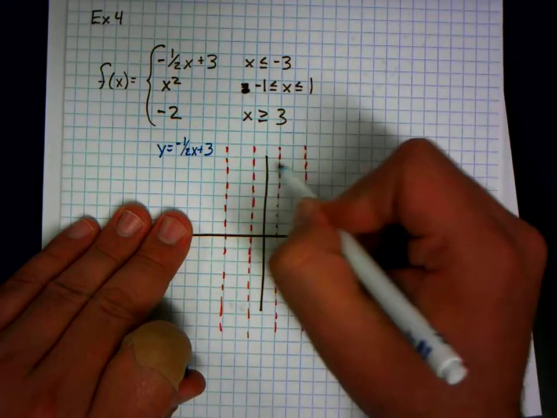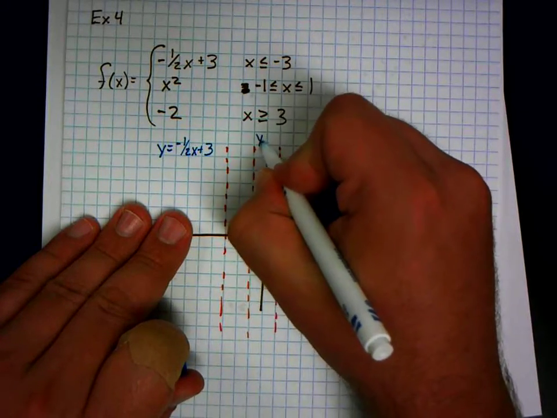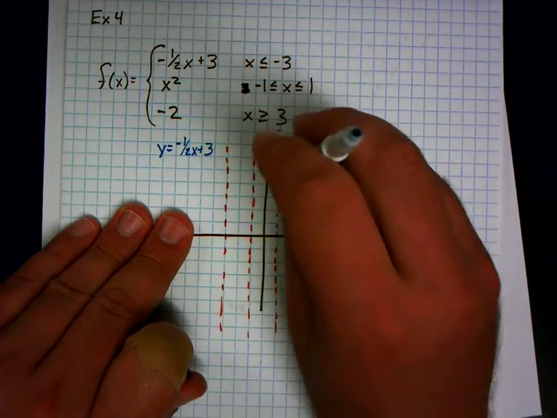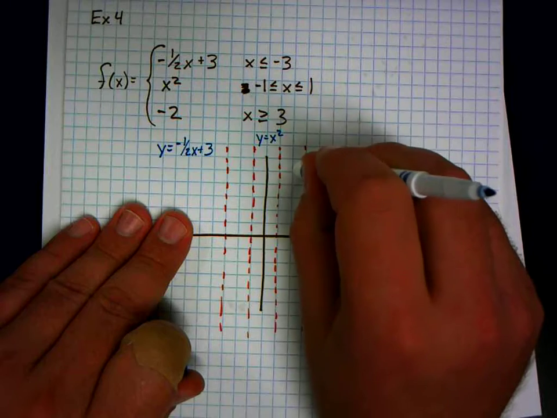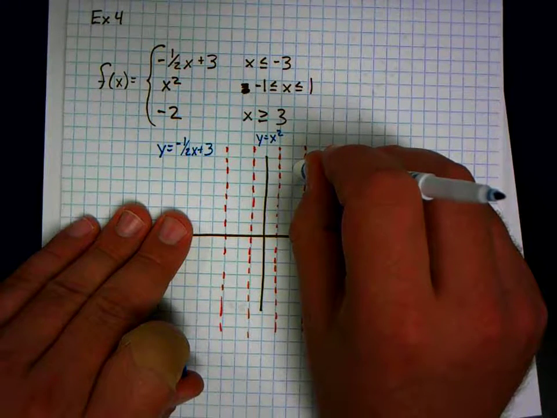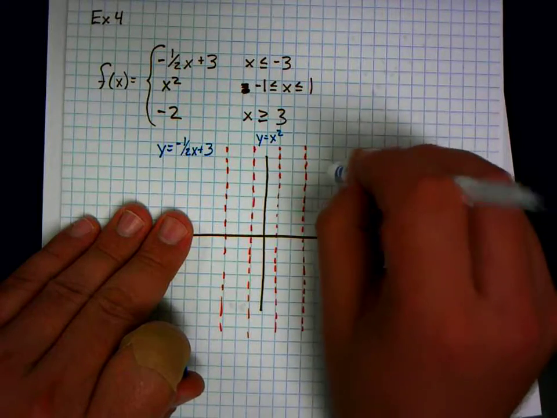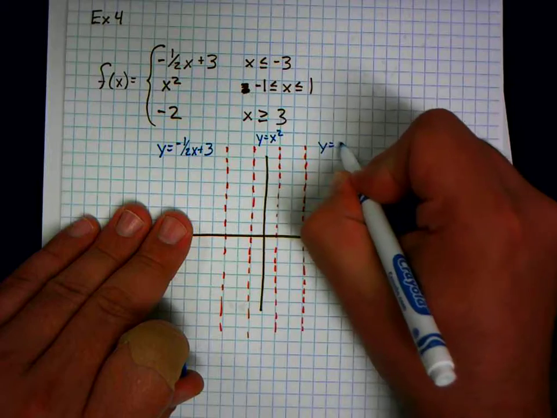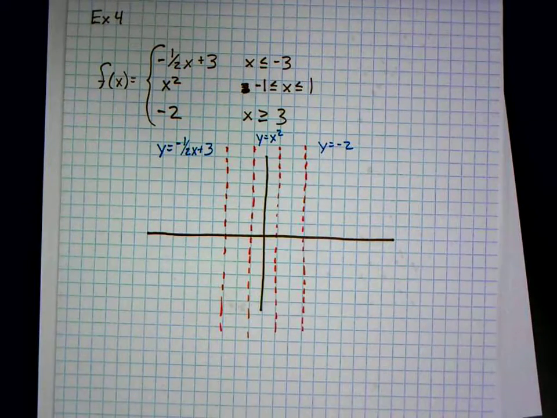Okay, in between negative 1 and 1, I have y equals x squared. Between 1 and 3, again, I don't have an inequality that talks about that, so I leave it blank. Okay, x is greater than 3, y equals negative 2. So you'll have some that might have you leave areas blank.